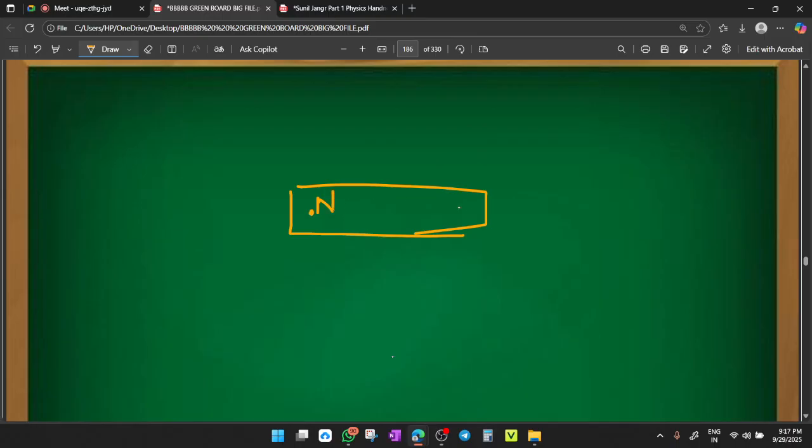Magnetic field lines. Define magnetic field lines. Yeah, imaginary line. Exactly. But what type of imaginary line?